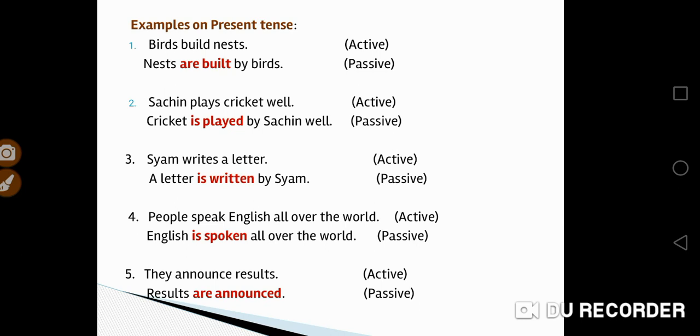People speak English all over the world. English is spoken all over the world. They announce results. Results are announced. Here in active voice, the subject they is unimportant and unknown. That's why we cannot use it in passive. So we can write the sentence like results are announced.